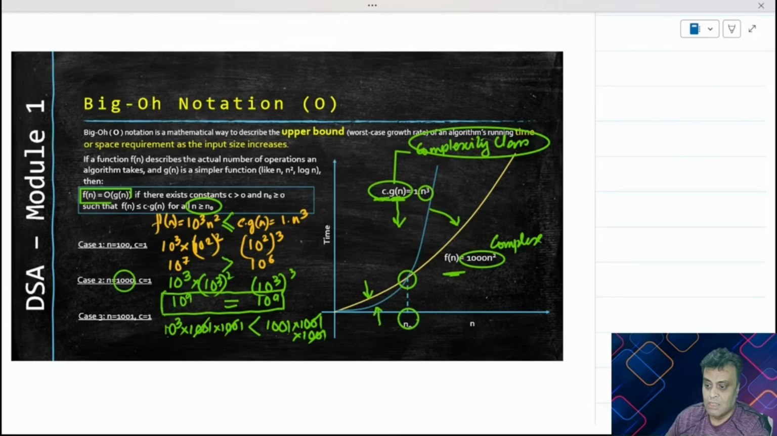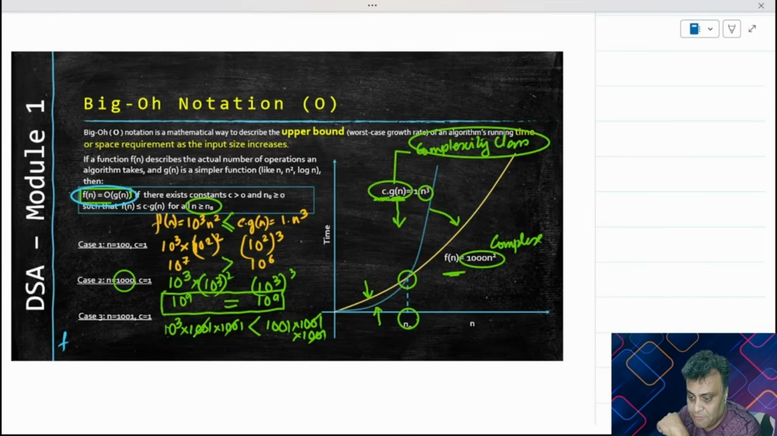So what do we tell? What happened with this? Why did we do all of this? We found out that there is an equation called c·gn which satisfies this at a value of n equal to 1001. So if it satisfies this at a value of n equal to 1001, then we can definitely say this.